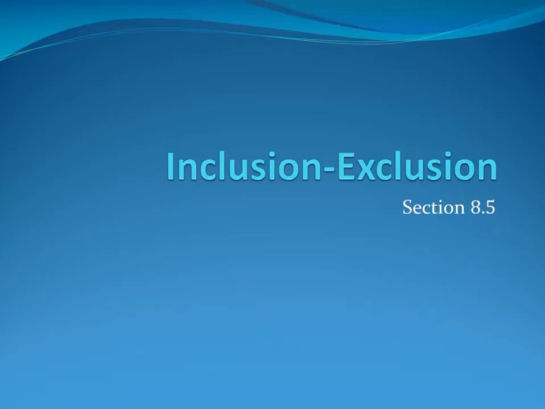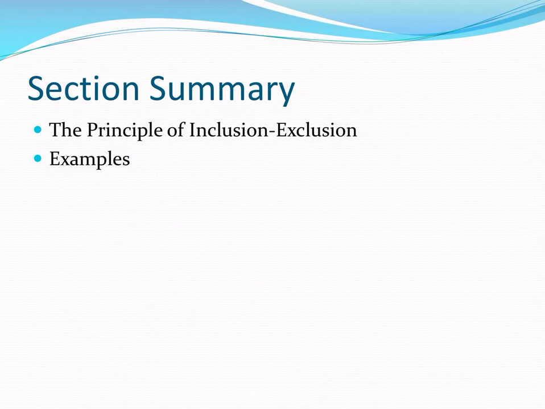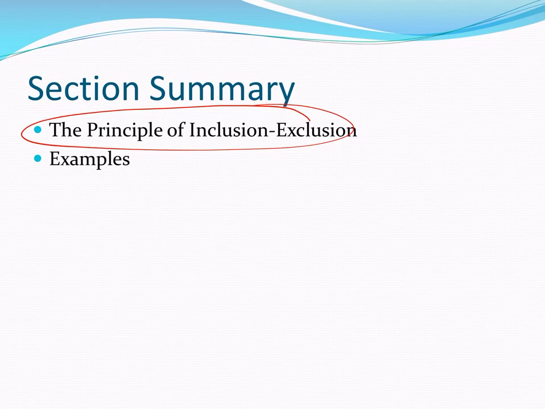This is Rosen, Discrete Mathematics and its Applications, section 8.5. We will learn a principle of counting called inclusion-exclusion for counting up the cardinalities of multiple sets and their relationships under union and intersection. And we'll do that first bullet in this video, and we'll do a separate video for an example.